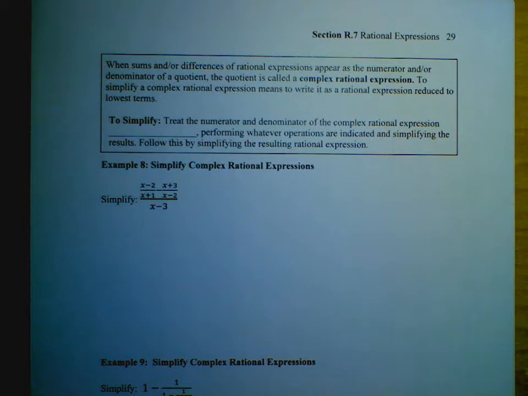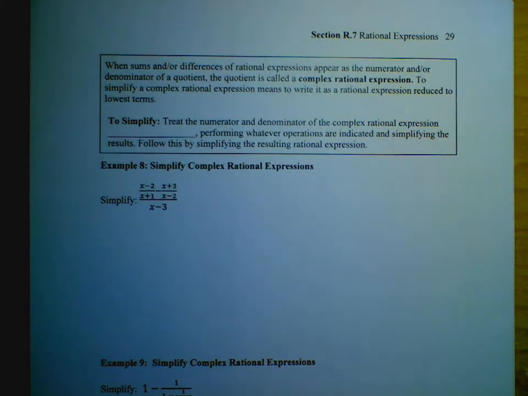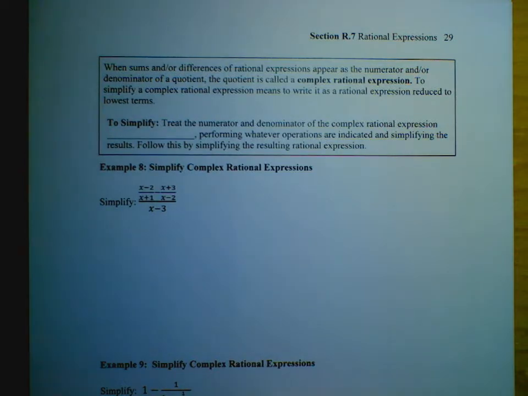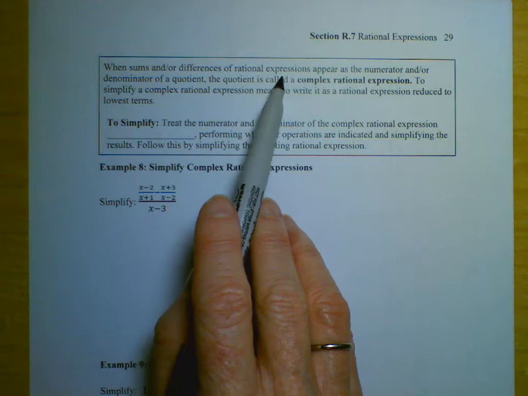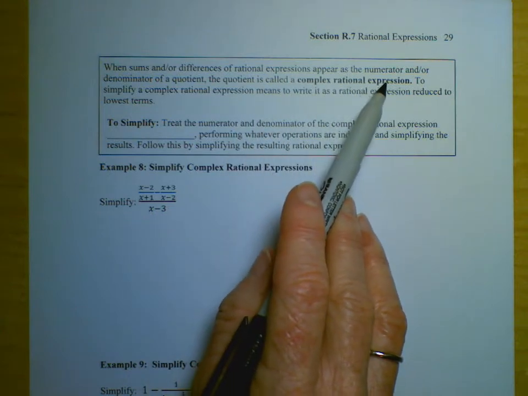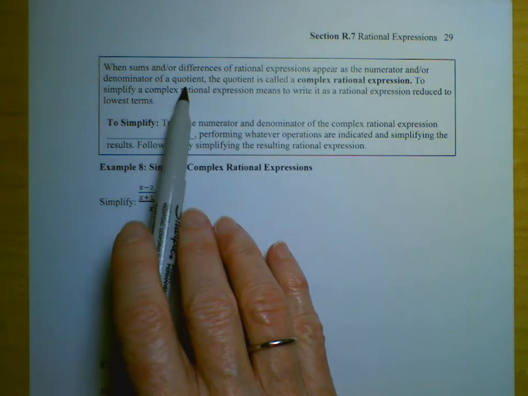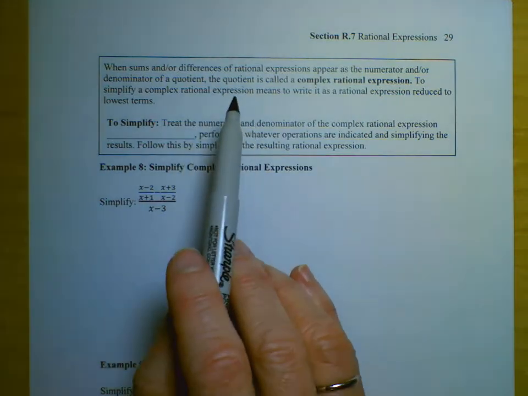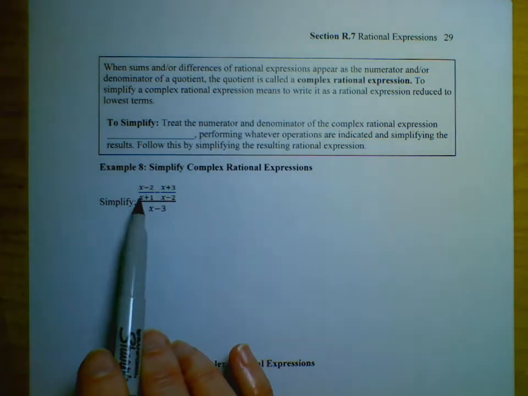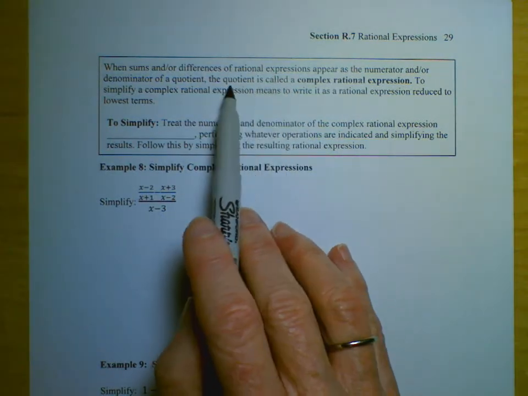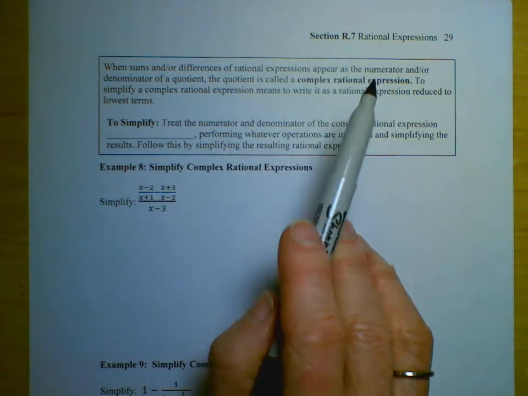This is part 6 of section R.7, rational expressions. Now we're going to talk about complex rational expressions. When sums and/or differences of rational expressions appear as the numerator and/or denominator of a quotient, so sums and/or differences of a rational expression. Notice that's what we're seeing here, a difference of two rational expressions. The quotient is called a complex rational expression.